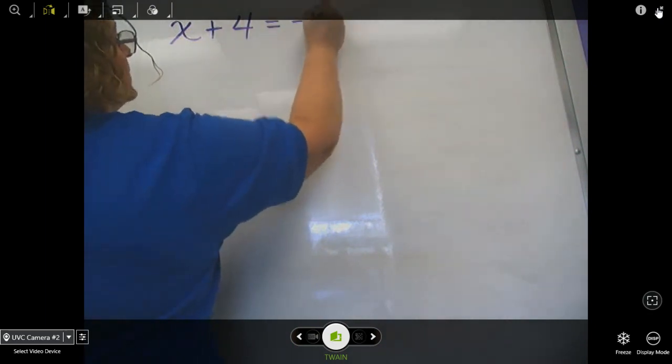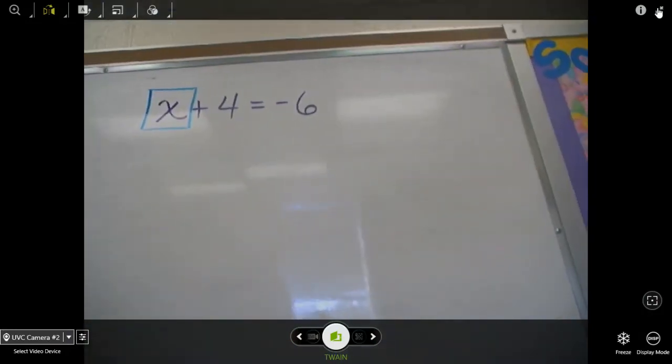x plus 4 equals -6. Now remember, we have to quarantine our variable. I'm boxing him off. He's got to be quarantined. So everybody's got to move away from him. Got to move far, far away.